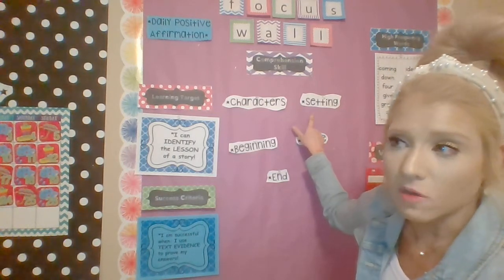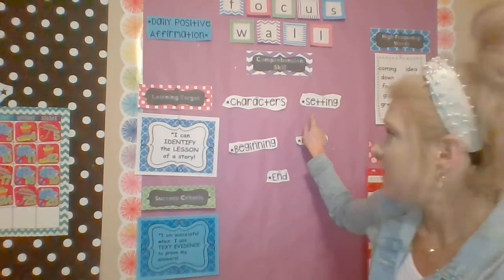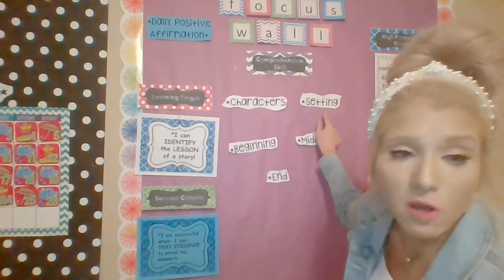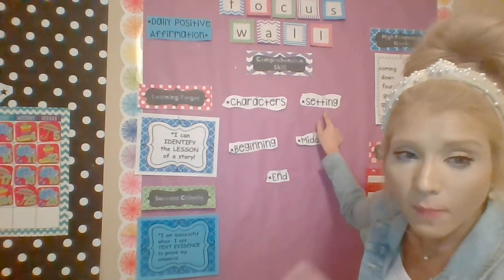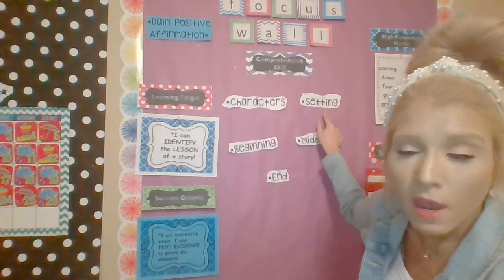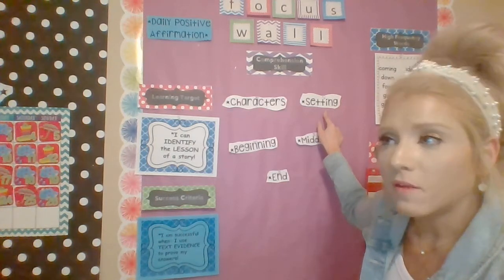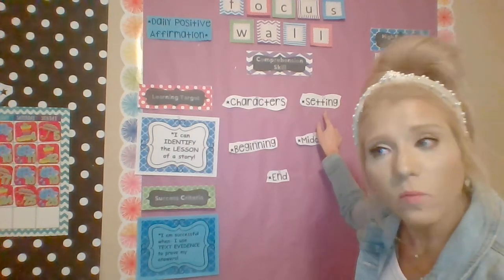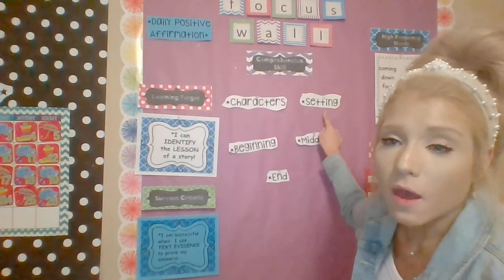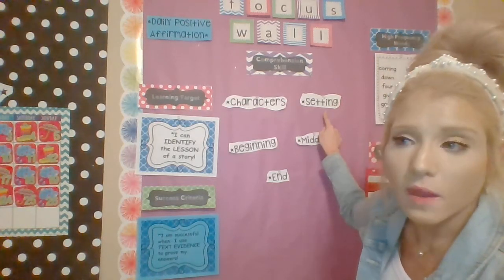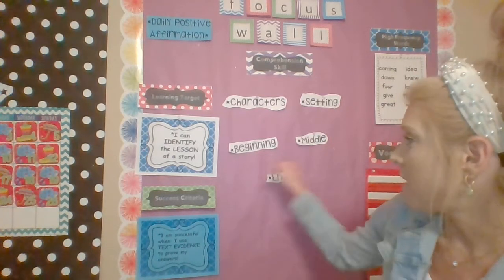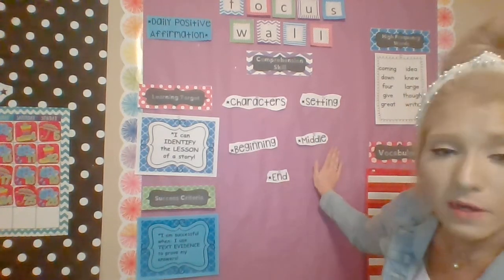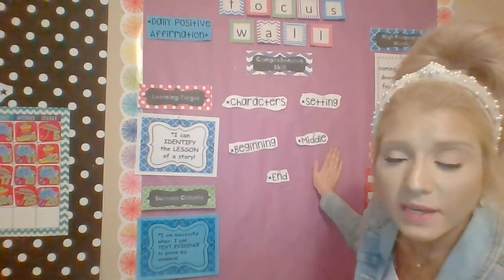So some stories do. So for the setting, you need to know when, so past, present, or future, and where. Was it outside? Was it in someone's room? Was it at the park? Where and when, okay? The next three things are what we've also been working on all year when we do our retells.